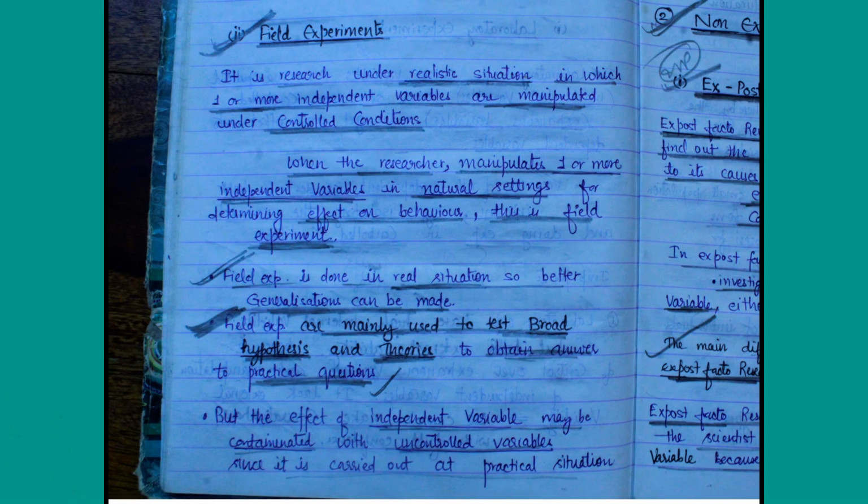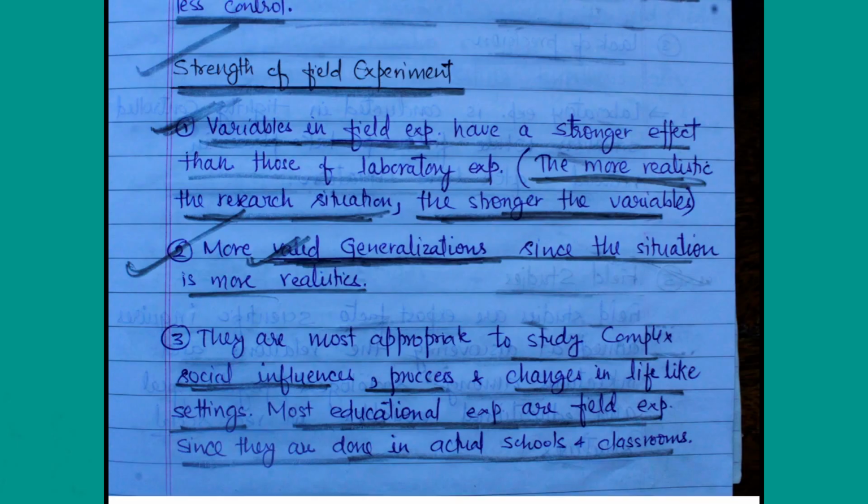Obviously practical questions are answered when we do experiments in fields, but the effect of the independent variable may be contaminated with uncontrolled variables. I have always explained, because field experiments are done in a real field, there are many variables which can affect or spoil our experiment. So what are the strengths of field experiment?